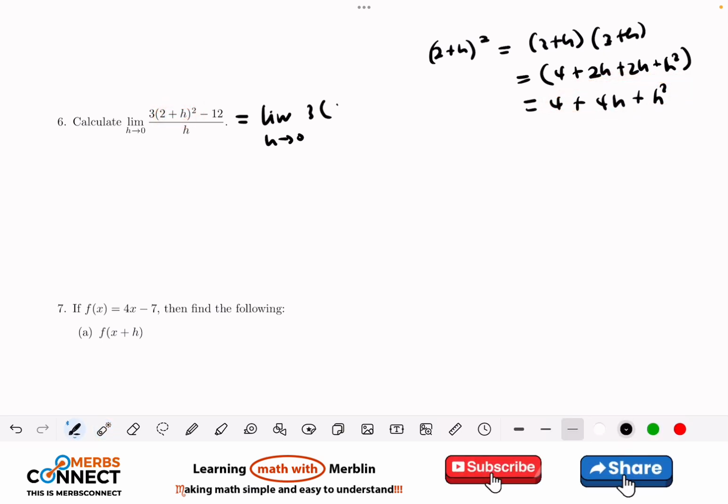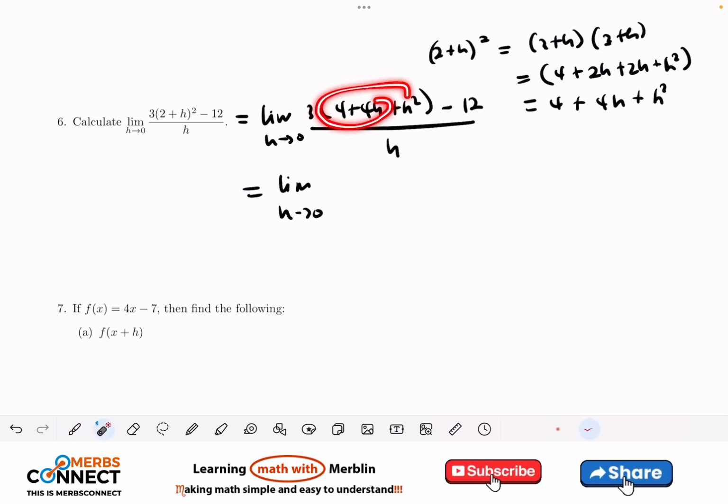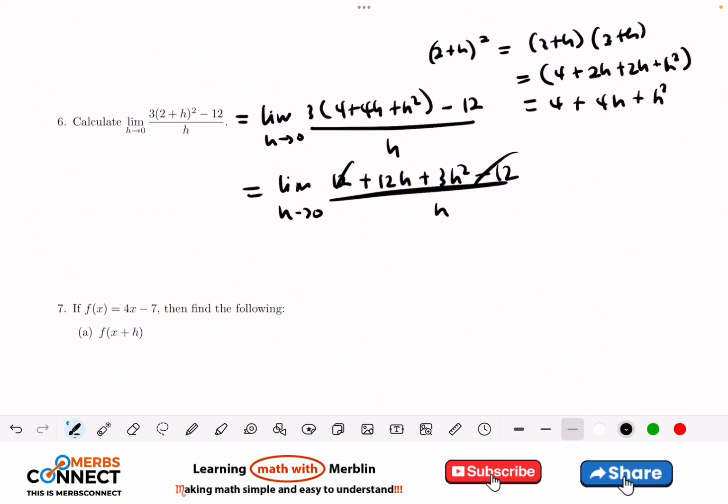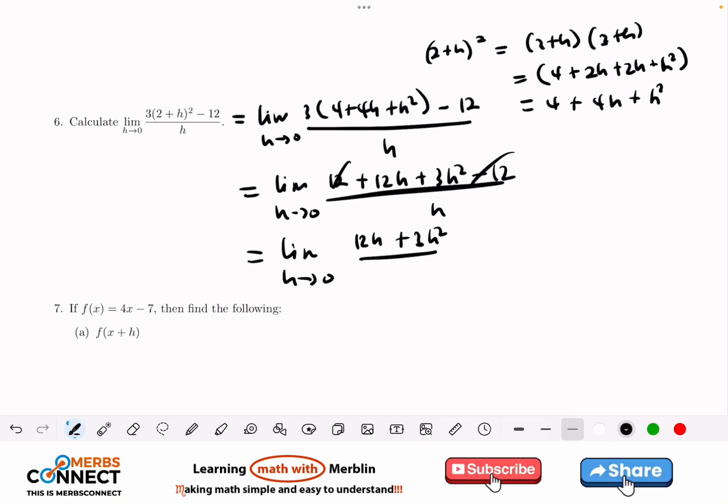So I'm going to have the limit as h approaches 0 of 3 times (4 + 4h + h squared) minus 12, divided by h. I'll multiply 3 by each term. I'll have 12 plus 12h plus 3h squared minus 12, divided by h. 12 will cancel the 12. So we are going to have the limit as h approaches 0 of 12h plus 3h squared, divided by h.